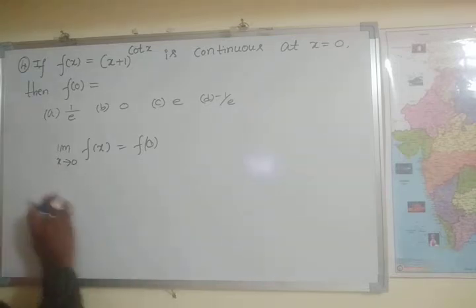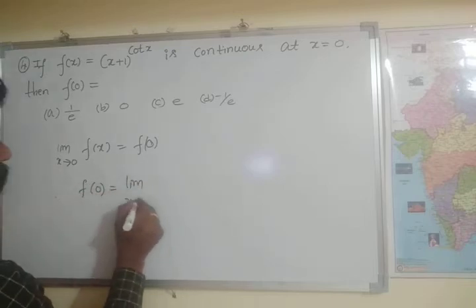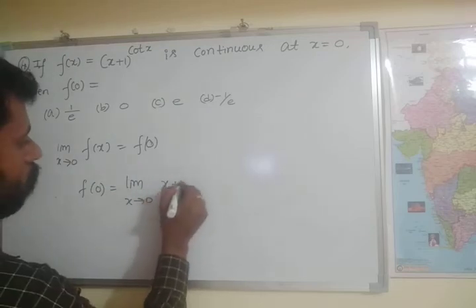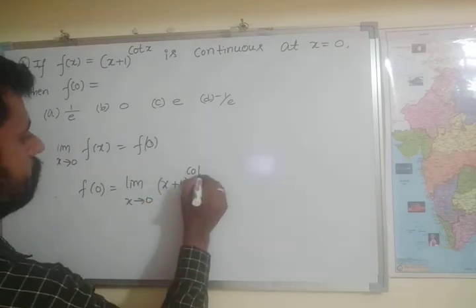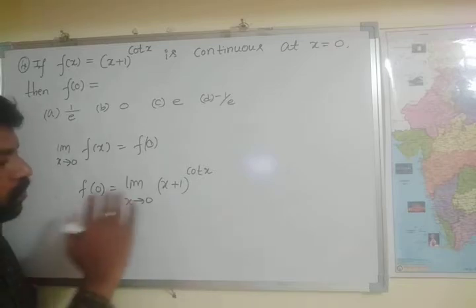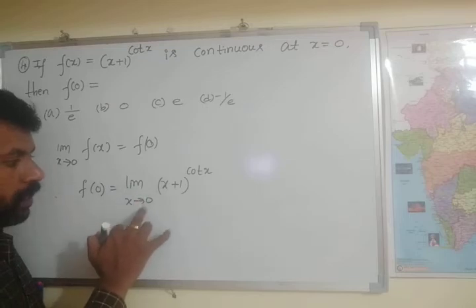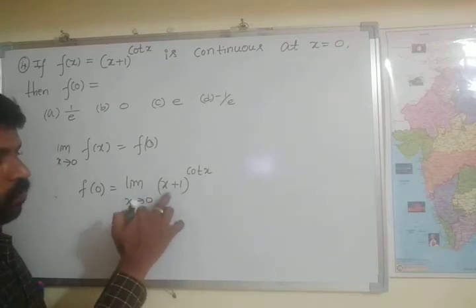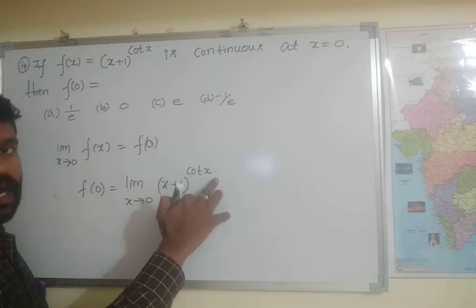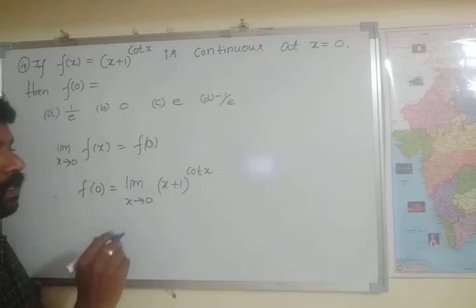Alright. First, f(0). f(0) is equal to limit x tends to 0. Substitute the value of f(x), which is (x+1) to the power cot x. Next, see now in this result x approaches 0. Since x approaches 0, substitute 0 in the place of x. We get 0 plus 1 is 1. 1 to the power cot of 0 is an undefined form, 1 to the power infinity.